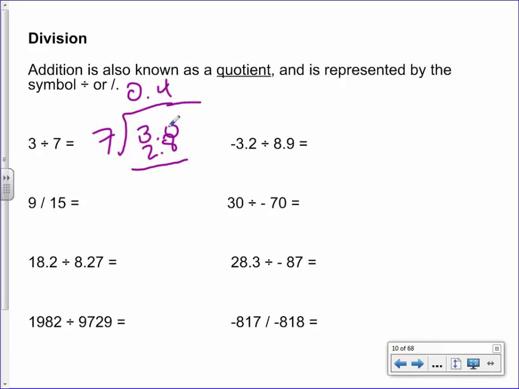Let's just put decimals there. What's 30 minus 28? There's 2, right? Makes sense. And then we just keep repeating the process. We throw a 0 here. We drop it down. Can 7 go into 20?